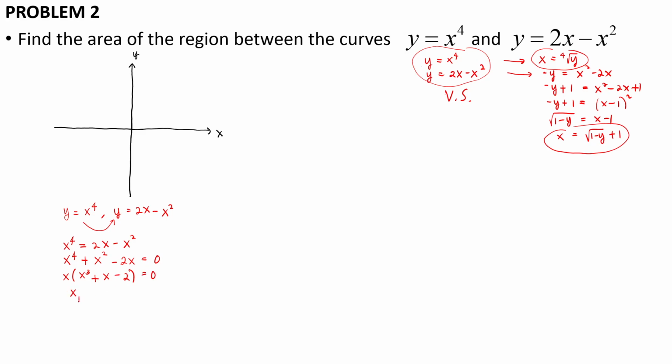So the first root is equal to 0. So the next is we have three possible roots because it's a third degree polynomial. So we have x2, x3, and then x sub 4. So in a fast manner, how are you going to determine the roots of a third degree polynomial?